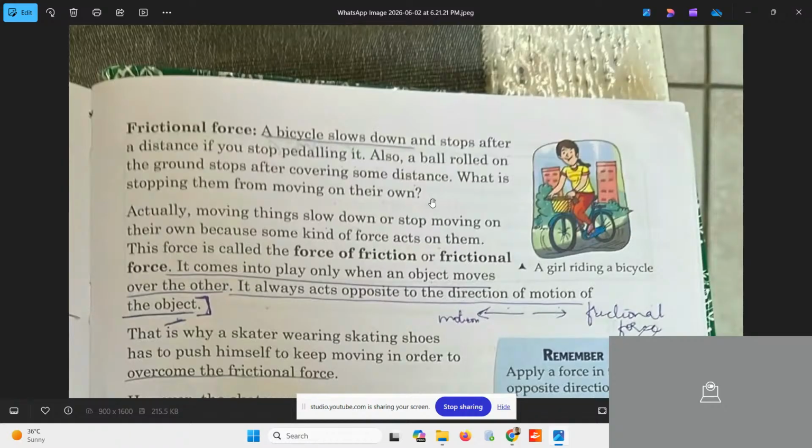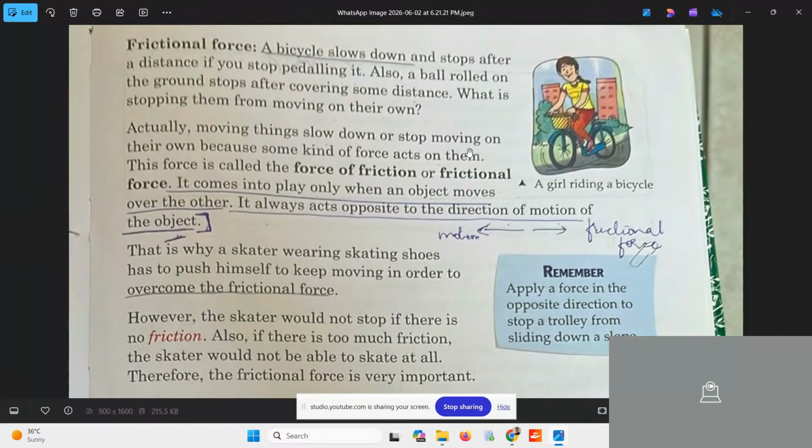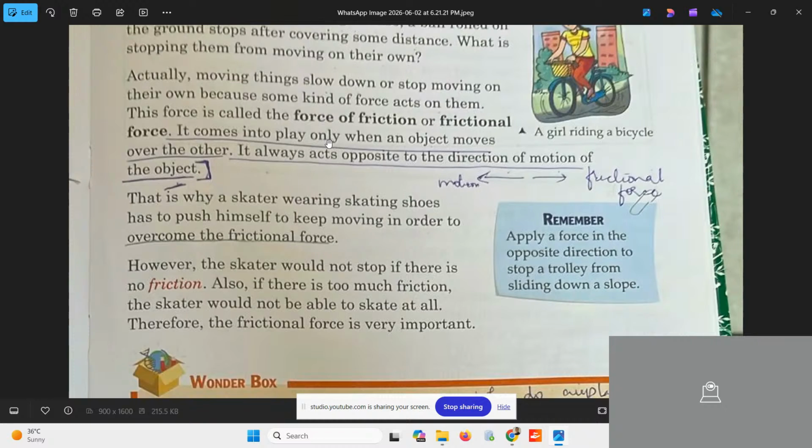A bicycle slows down and stops after a distance if you stop pedaling. Also, a ball rolled on the ground stops after covering some distance. Teacher will ask you: a ball rolled on the ground stops after covering some time because of which force? The answer is frictional force. What is stopping them from moving on their own? Moving things slow down or stop because some force is acting on them. This force is called the force of friction or frictional force.